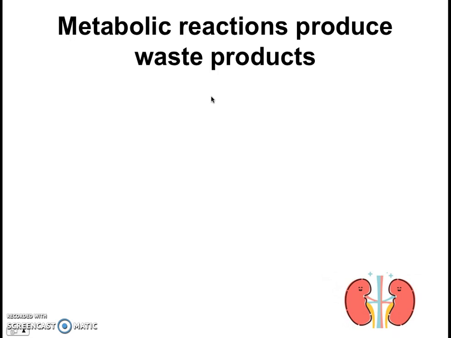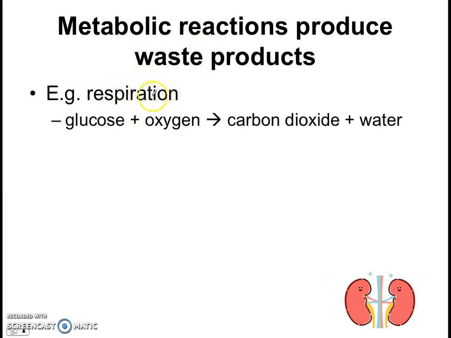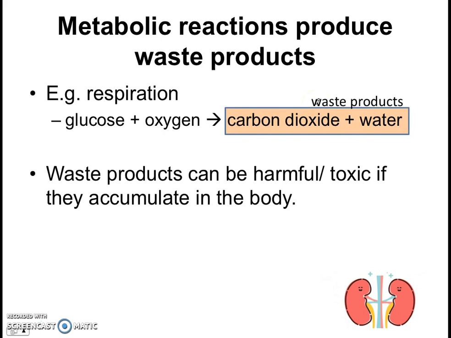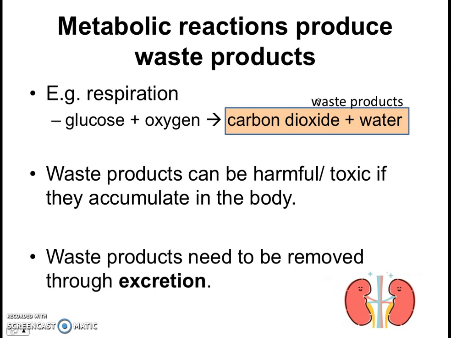However, metabolic reactions produce waste products. So for example, respiration, where glucose is combined with oxygen to release energy, produces the waste products carbon dioxide and water. And these waste products can be harmful to the body if they are allowed to accumulate or to build up in the body. So there is a need to remove them, and the process of removing these waste products is called excretion. The waste products need to be removed through excretion.